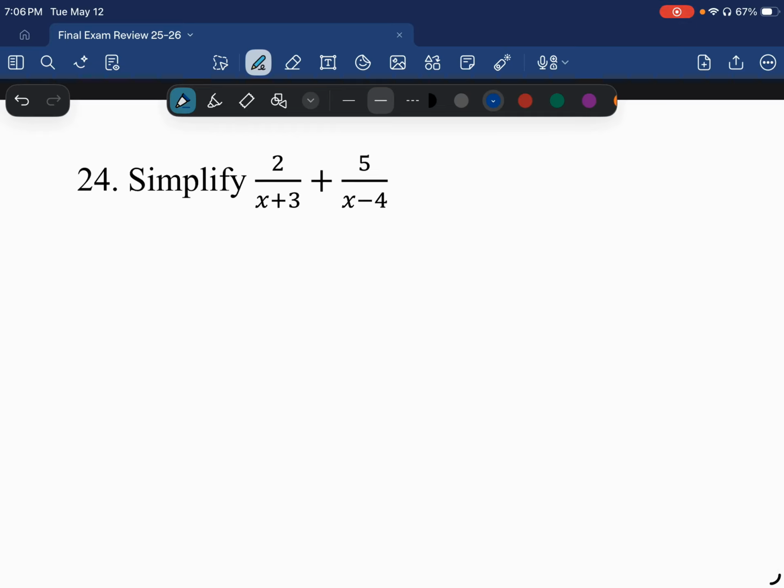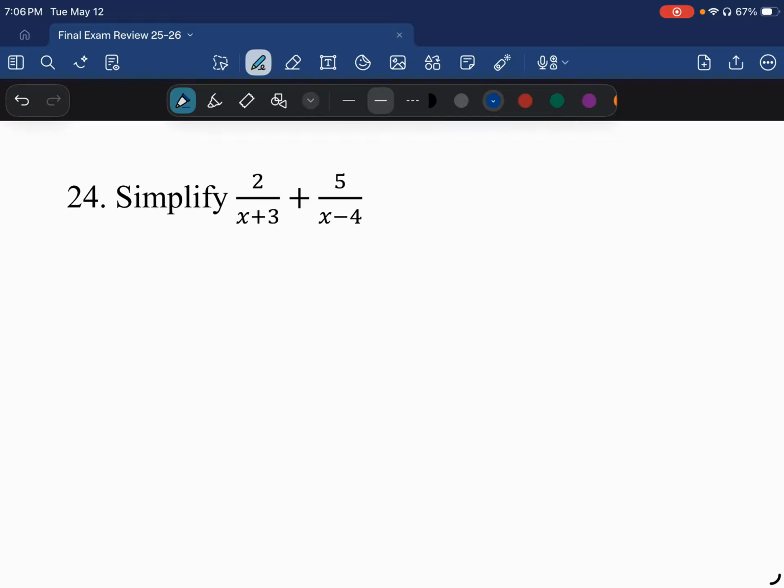Simplifying addition. So with addition of fractions, you have to make sure that you have common denominators. If you do not have common denominators, you cannot add or subtract fractions. So we need to find the LCD. That means we need to make sure that all of the factors in the denominator are accounted for.